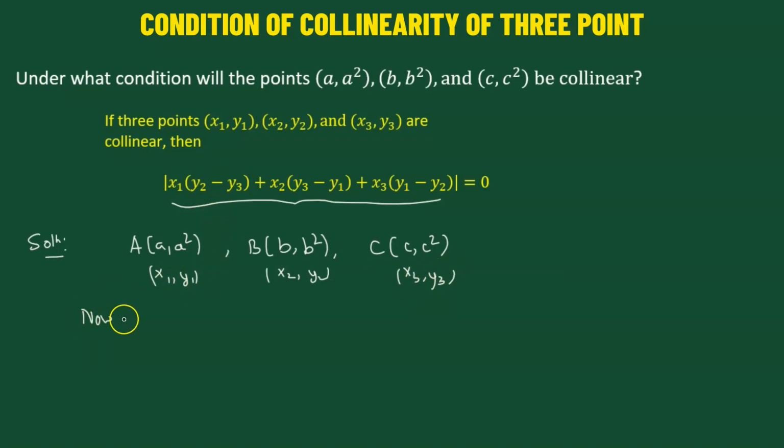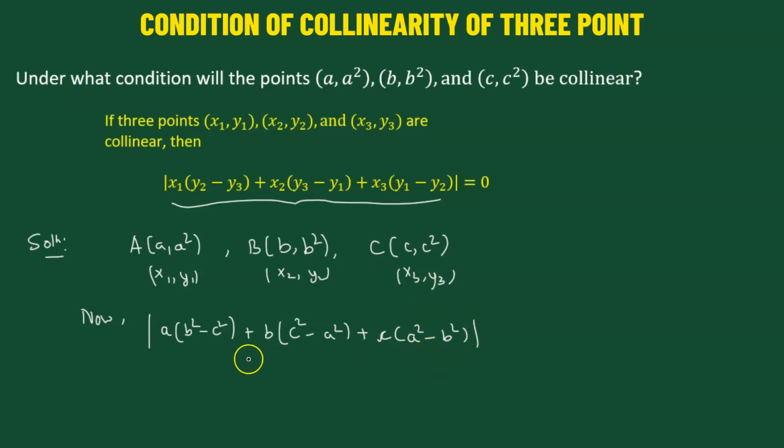Now what we have, the absolute value, we need x1. So x1 corresponds to a. So this will be multiplied to y2 minus y3. So that's b squared minus c squared. Added to x2. So x2 is b. So we have b multiplied to y3 minus y1. So that's c squared minus a squared. Plus x3. So x3 corresponds to c multiplied to y1 minus y2. So that's simply a squared minus b squared.